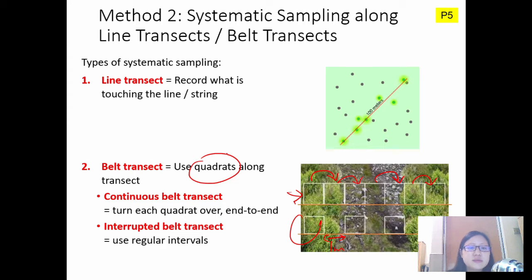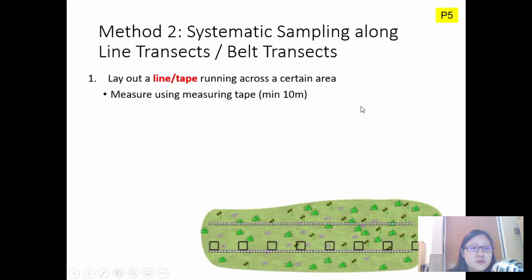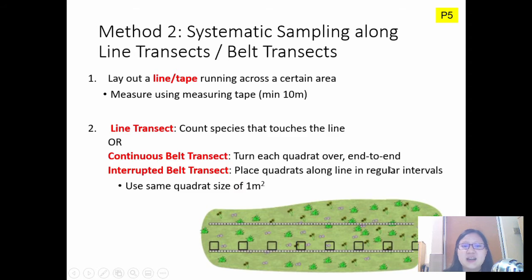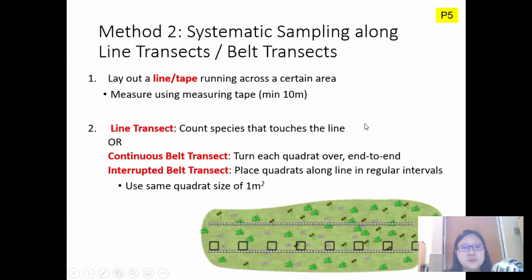Anyways, so this is the two types of transects. The procedure is mostly the same, and I'll tell you where it differs. First of all, in both line and belt transects, you are laying out a line or a tape or a string across a certain area. You measure the area using measuring tape, minimum around 10 meters, because you want it to be long enough for at least a few quadrats, to have a reliable measure.